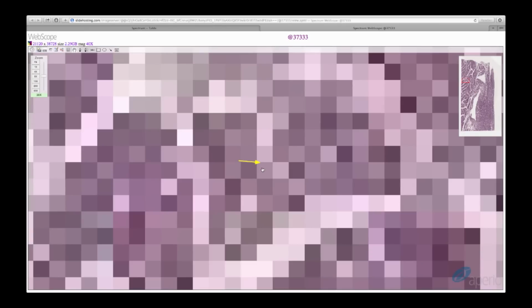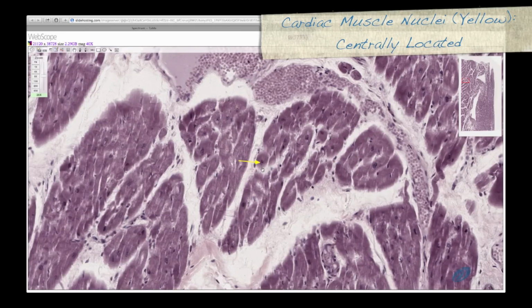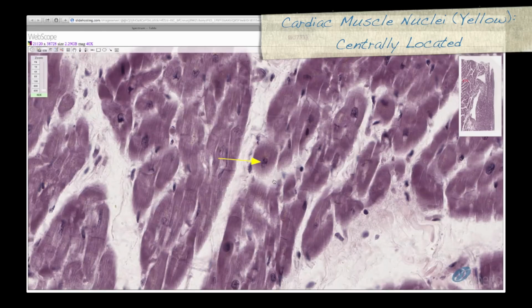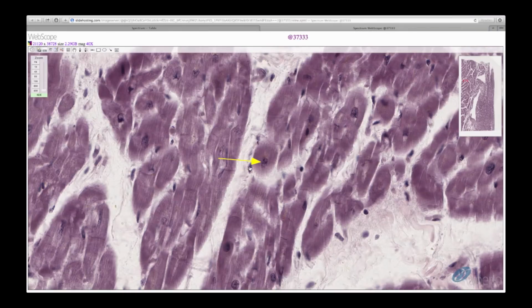Unlike skeletal muscle, the nuclei of cardiac myocytes are not peripherally located. Cardiac myocytes contain nuclei that are centrally located. The nuclei of a cardiac myocyte can be seen here at the tip of a yellow arrow. Also notice that each cardiac myocyte only contains one or two nuclei.